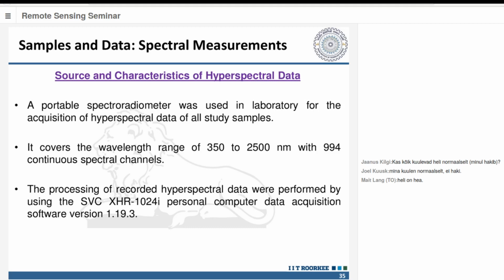Source and characteristics of hyperspectral data. A portable spectroradiometer was used in the laboratory for the acquisition of hyperspectral data of all study samples. It covers the wavelength range of 350 to 2500 nanometers with 994 continuous spectral channels. The processing of the recorded hyperspectral data was performed using the SPC Spectra Vista Corporation XHR 1024i personal computer data acquisition software version 1.19.3.